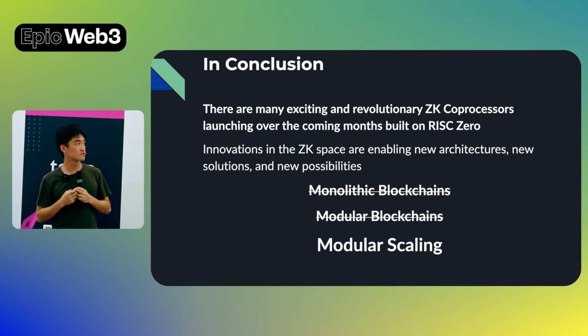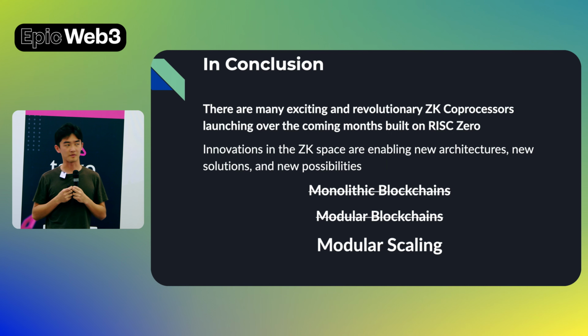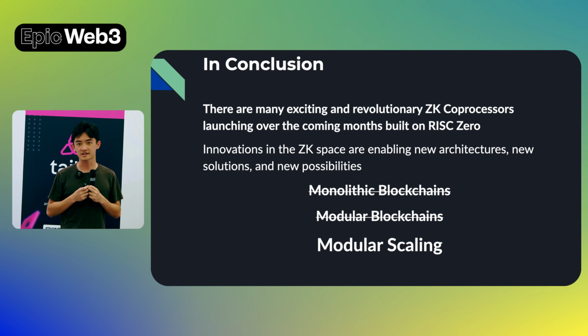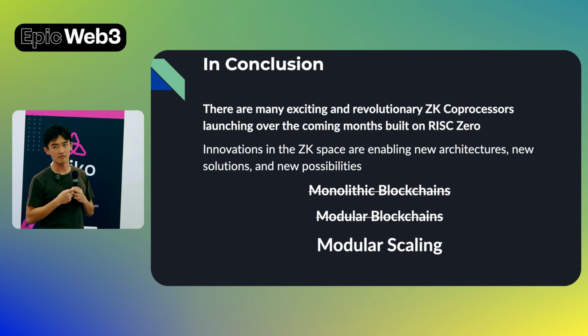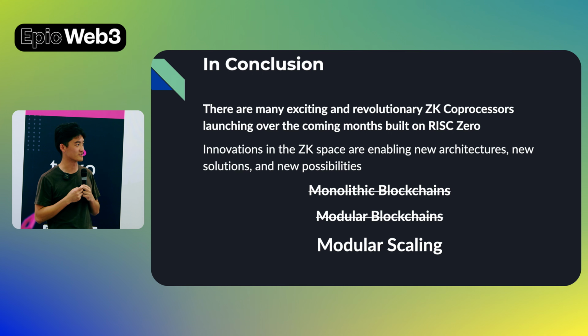So yeah, in conclusion, there's quite a lot of exciting and revolutionary coprocessors launching over the coming months. We're quite excited about innovations in the space and all the new architectures and solutions that are being developed. Kind of how I think about things personally is 5 years ago, we were building alternate L1s and large monolithic blockchains. 3 years ago, we were building modular blockchains with the advent of DA. Now it's the idea of modular scaling, completely abstracting away ideas such as blockchains and really custom building solutions to your use cases.